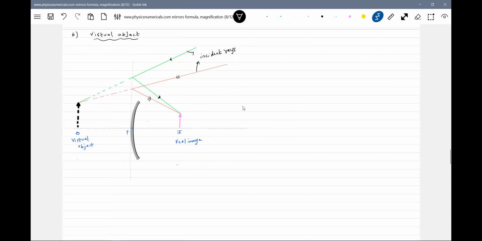Again, we'll take the same formula. Object is at plus 6 centimeter. Focal length is minus 10. Height of the virtual object is plus 2 centimeter. Let me write the data in this way. Towards right should be positive, because the incident rays are moving towards the left. Let me use again the same mirror formula.